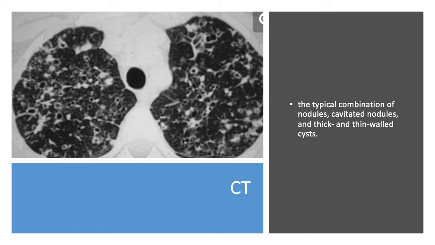The typical computed tomography pattern combines small, poorly limited nodules, cavitated nodules, and thick and thin walled cysts shown on the picture. These changes affect both the peripheral and the central parts of the lung fields. The lesions are focal, being separated by parenchyma that appears normal, usually predominate in the upper and middle lung fields and tend to spare the basal portions of the lungs.